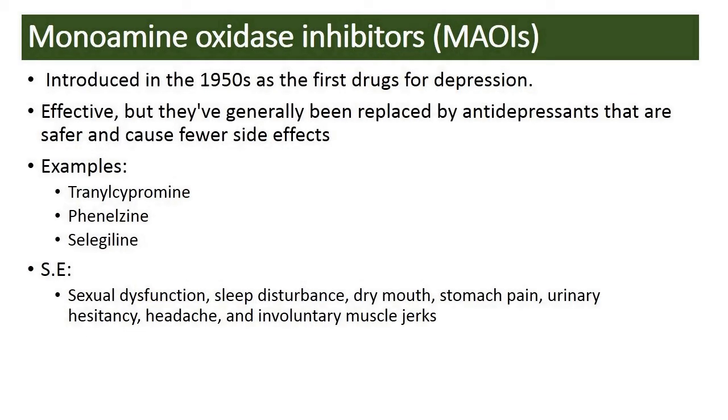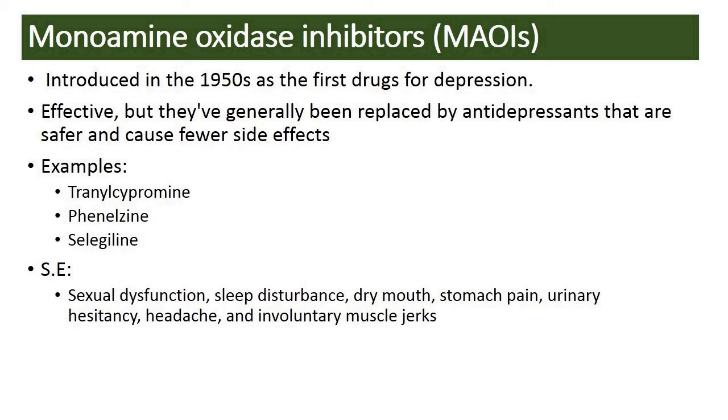MAO inhibitors were introduced in the 1950s as the first drugs for the treatment of depression. They are effective but with many side effects, so they've been replaced with second-generation antidepressants. An example of a MAO inhibitor is selegiline. Some side effects include sexual dysfunction, sleep disturbances, dry mouth, stomach pain, urinary hesitancy, which is trouble starting the urine flow or maintaining it, headache, and involuntary muscle jerks or even muscle cramps.